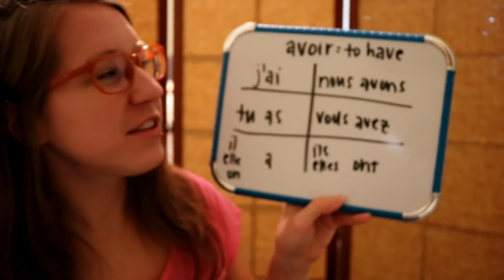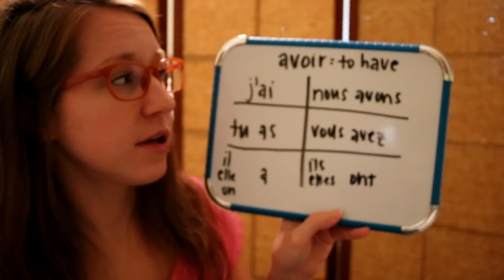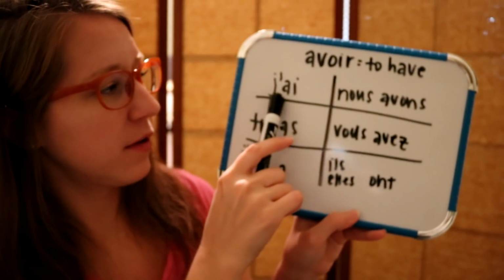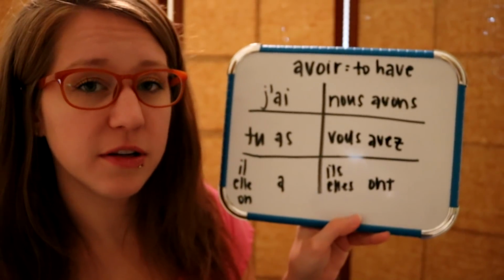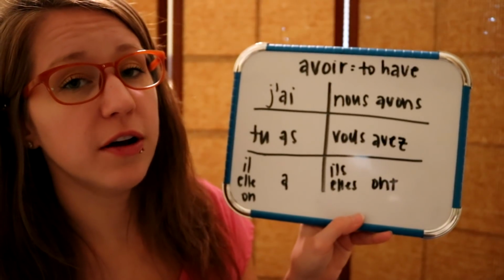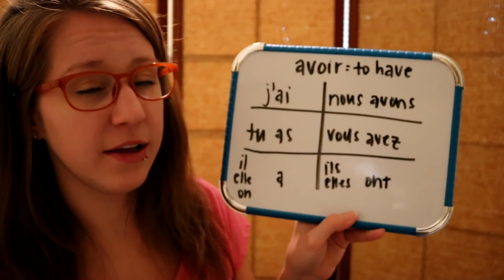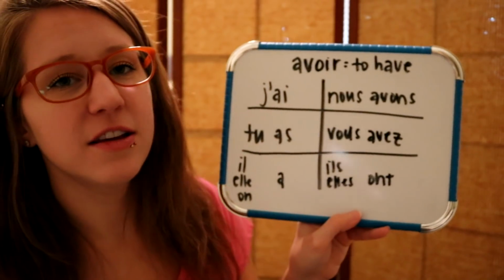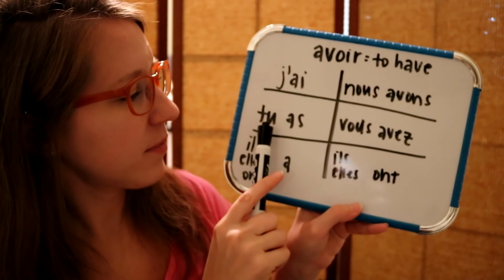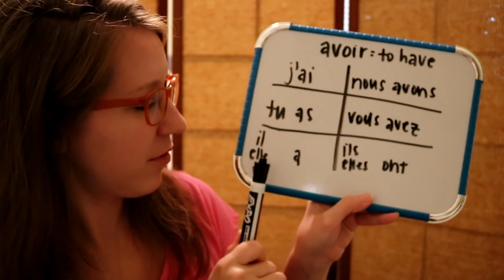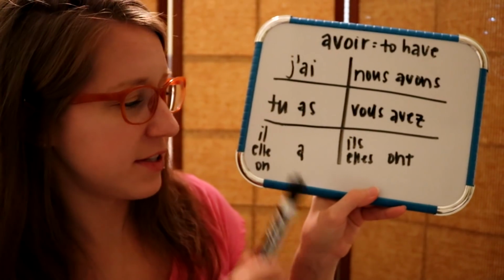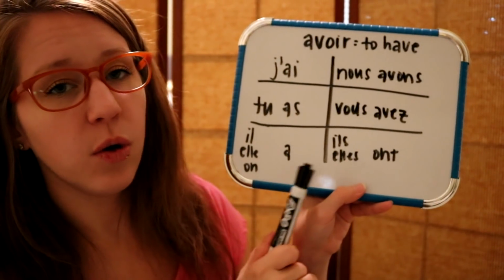Okay, so this is our other verb that we learned, which is avoir, meaning to have. Remember that in our first person conjugation, this becomes a contraction because we are not going to have je, a. So we just condense to j'ai, which is I have, tu as, you have, il a, elle a, or on a, which is he has, she has, one has.